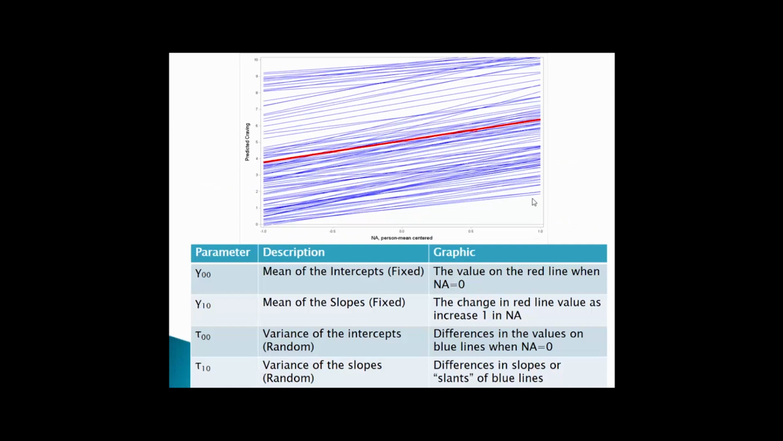And we can map this visualization onto the parameters of our model. Gamma 0,0 gives us the mean of the intercepts, and that's the value of the red line when negative affect is 0. Gamma 1,0 gives the mean of the slopes, and that's the change in the red line as negative affect increases by 1. The variance of the intercepts can be captured as the differences in the values between blue lines when negative affect is 0. Technically it's the average of the squared differences, but conceptually it's the differences of those things. The variance of the slopes is the differences in the slopes, or the slants, of the blue lines, like I was talking about earlier.